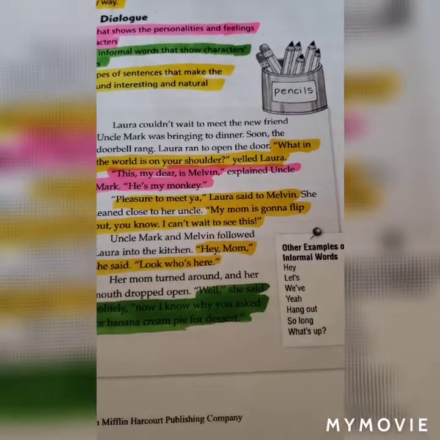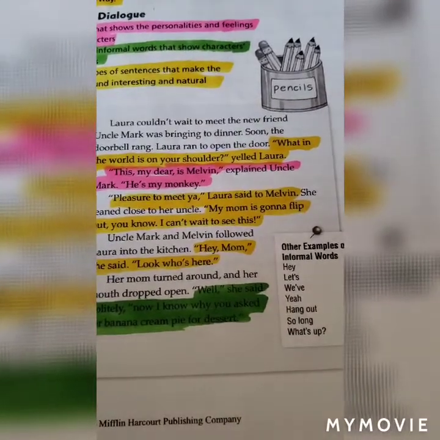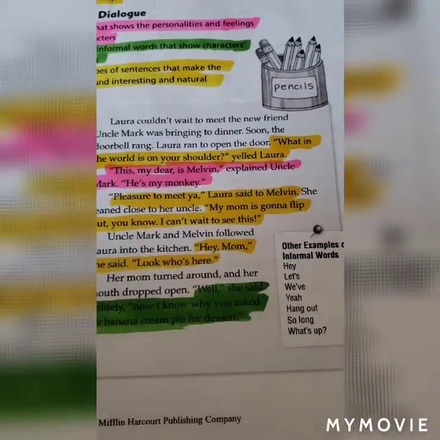"Pleasure to meet ya," Laura said to Melvin. She leaned close to her uncle. "My mom is going to flip out, you know. I can't wait to see this."